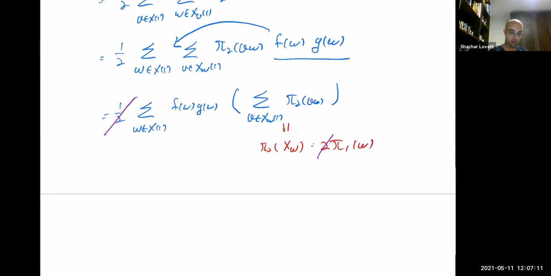And what do we get here? We get the sum over all W in X1 of pi1 of W, F(W), G(W), which is exactly what we were trying to show as the inner product of F and G. So this finishes the proof of part 1.